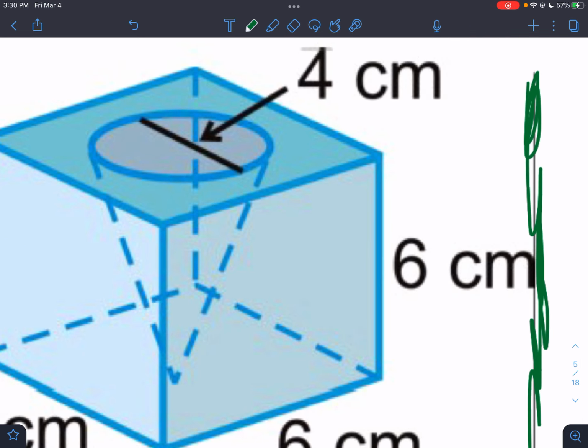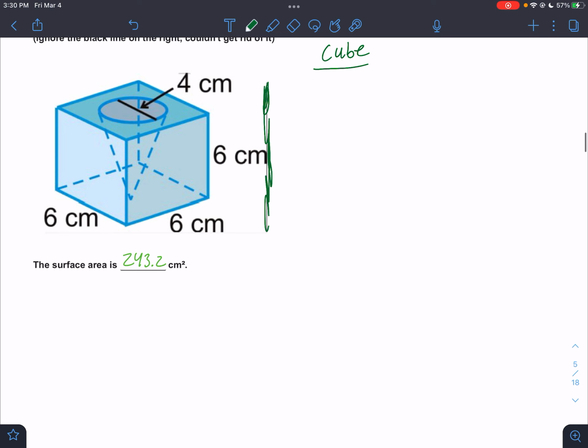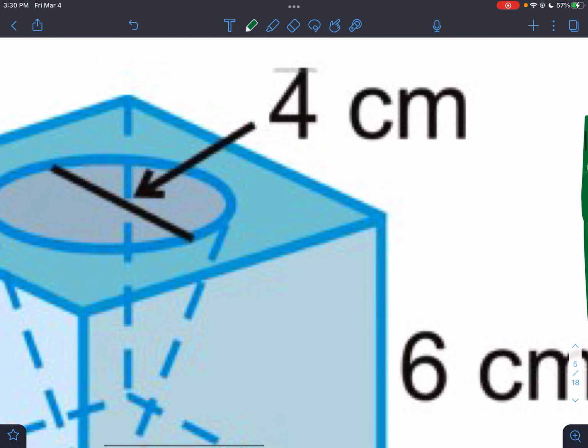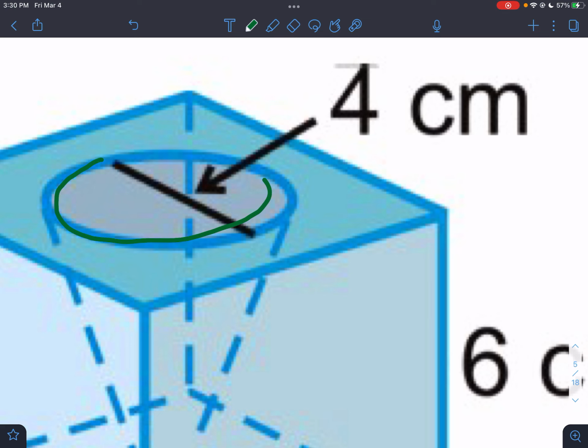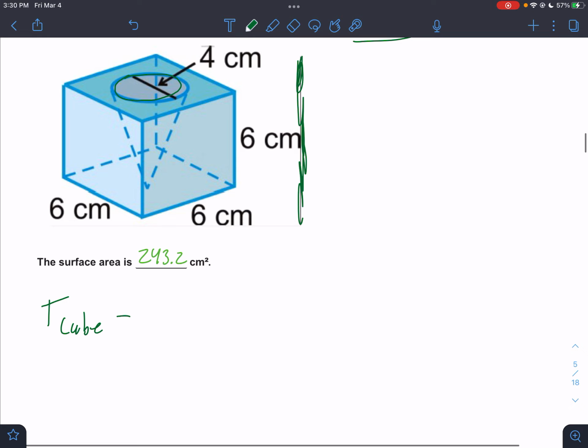I've tried to explain this in class the best I could. But if this was not here, if this was filled in, we would just have a cube, and I'm going to pretend that's the case. So my plan is going to be the total of the cube. Here's the thing. This circle is not actually there, but when I do the total of the cube, it includes it. So I do have to subtract the circle.